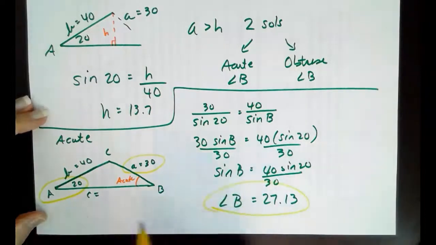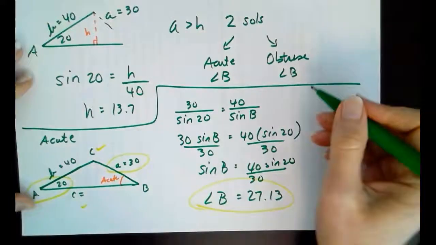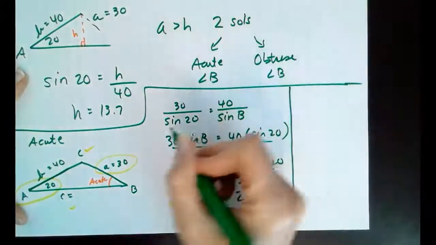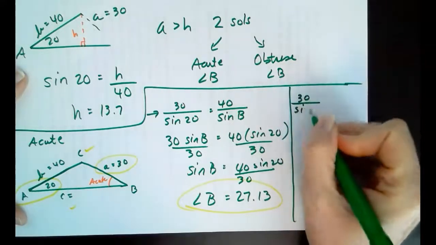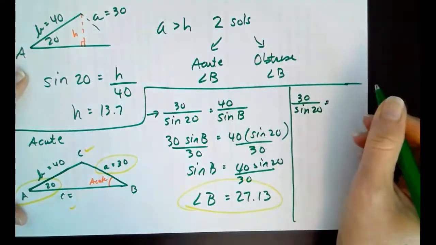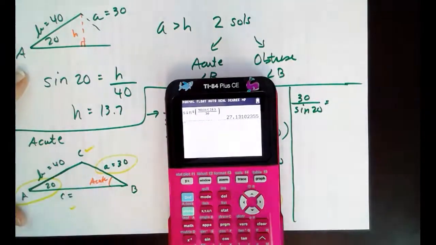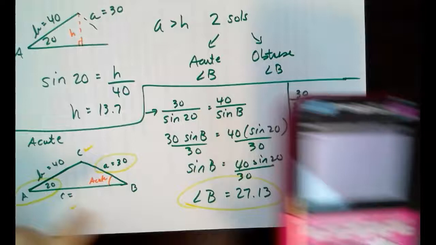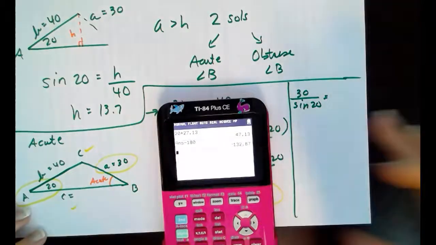Okay, so now we got angle B. Now we need to deal with angle C and side C. So let's squish it over here on the side of the paper. Once again, using that given ratio, 30 over sine 20 equals, first, we need to find our angle C using the interior angle of a triangle. So 20 plus 27.13, and then subtract that from 180. We need that right over here.